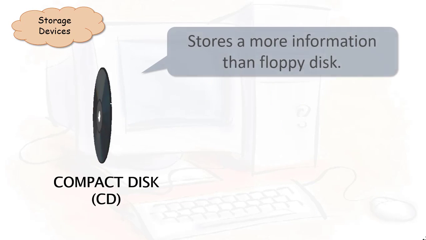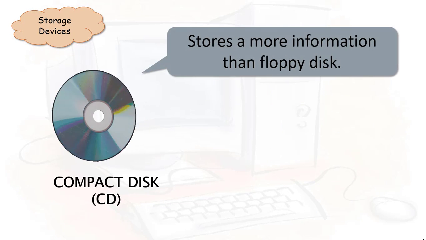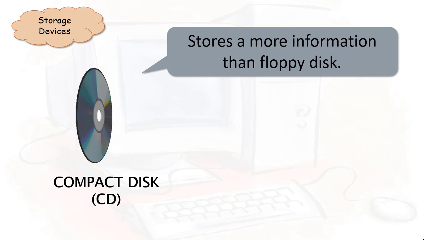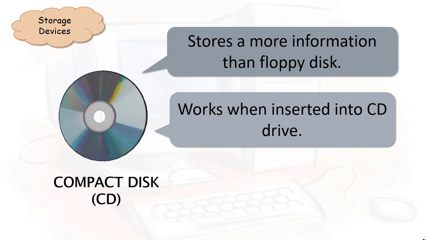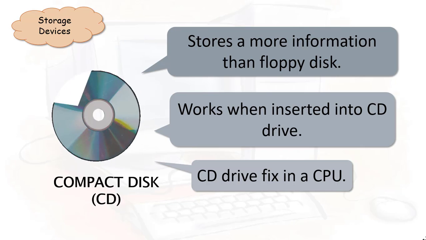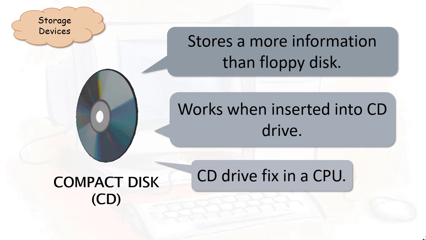The next one is the compact disk. It stores more information compared to the floppy disk, but it stores less data compared to the hard disk. In the same way, we can use this compact disc by using the CD drive, and this CD drive fits into the central processing unit.